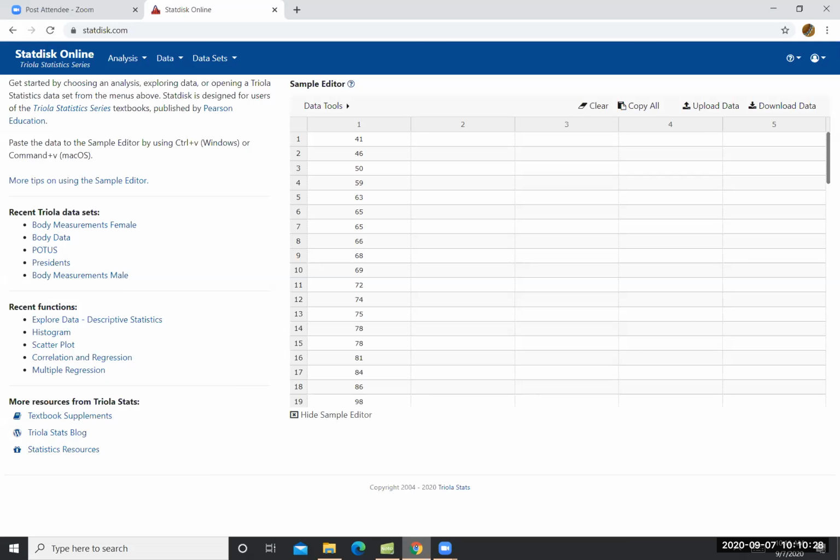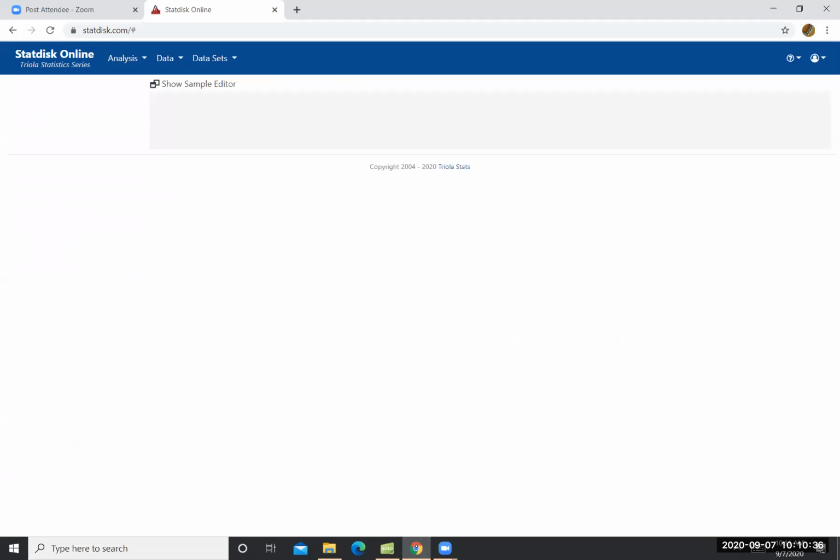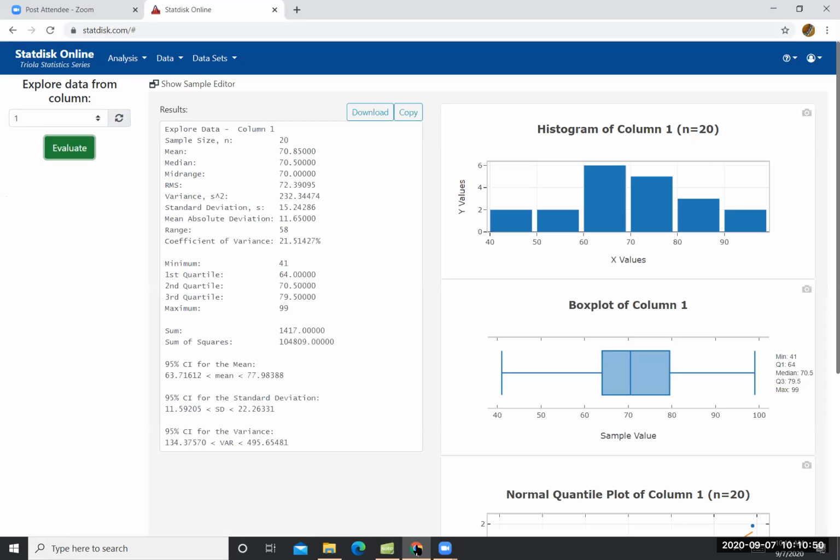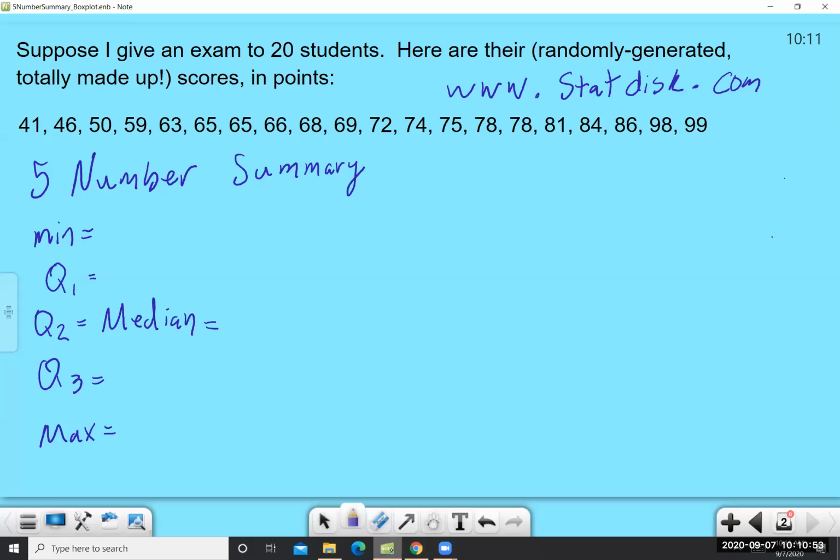So how are we going to find this 5-number summary? We are going to go Data Tools and Explore Data. And this is exactly how we found the measures of center, the mean, the median, mode. It's also how we found the standard deviation and the variance. So select data from column 1, evaluate. And actually our 5-number summary is right here ready to go. So how did we do this? Let's see, we did Data Tools, and then we explored data.